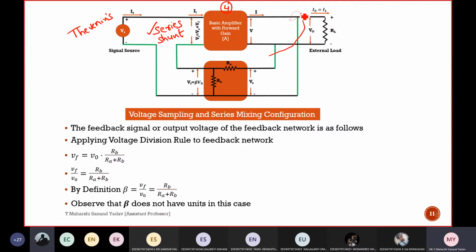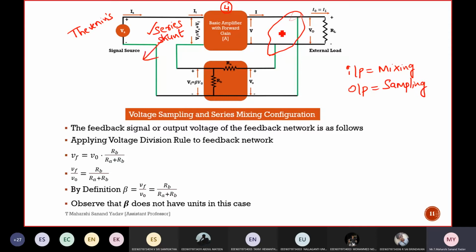No, shunt mixing, sir. At the output side. No. In the input side, we call it mixing. In the output side, we call it sampling. So here this is mixing. This is sampling. First, let us see about the sampling. Again, we shall come to this.